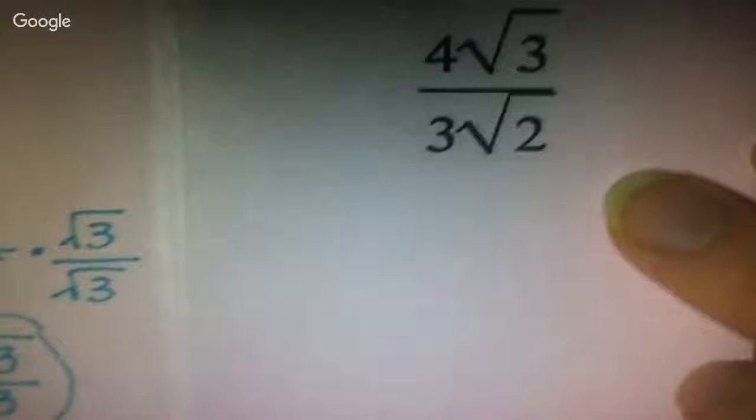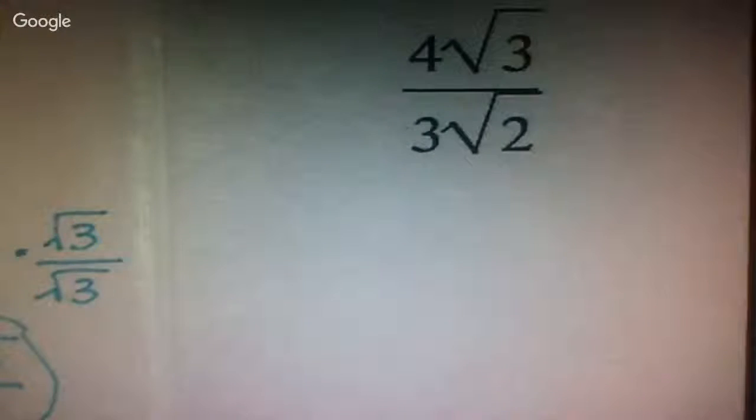Right. Now I gave you some coefficients. Can I simplify my coefficients? No. 4 and 3. Nothing goes into 4 that also goes into 3. What about my radicands? No. Please tell me that's it. Okay. We still have to rationalize.